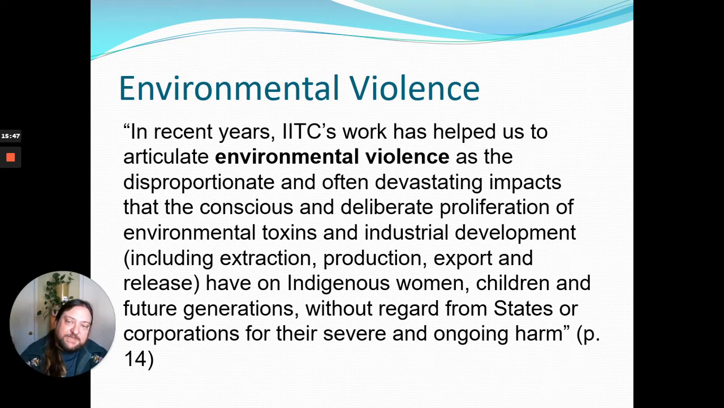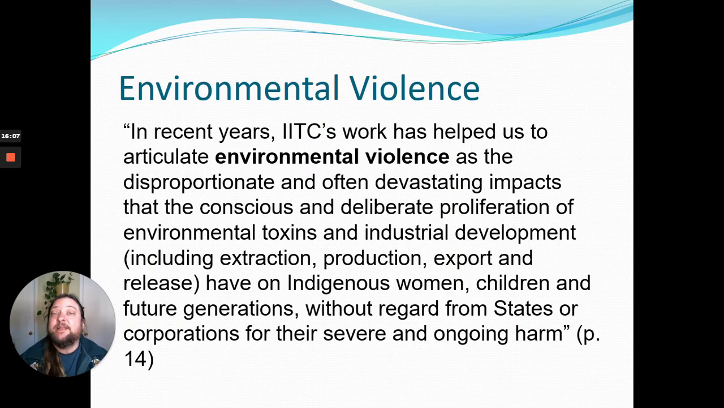So, because of that patriarchy that came along with colonialism, a lot of these negative impacts of environmental violence have greater effects on Indigenous women, children, and those of future generations who are essentially not going to benefit at all from this land base.